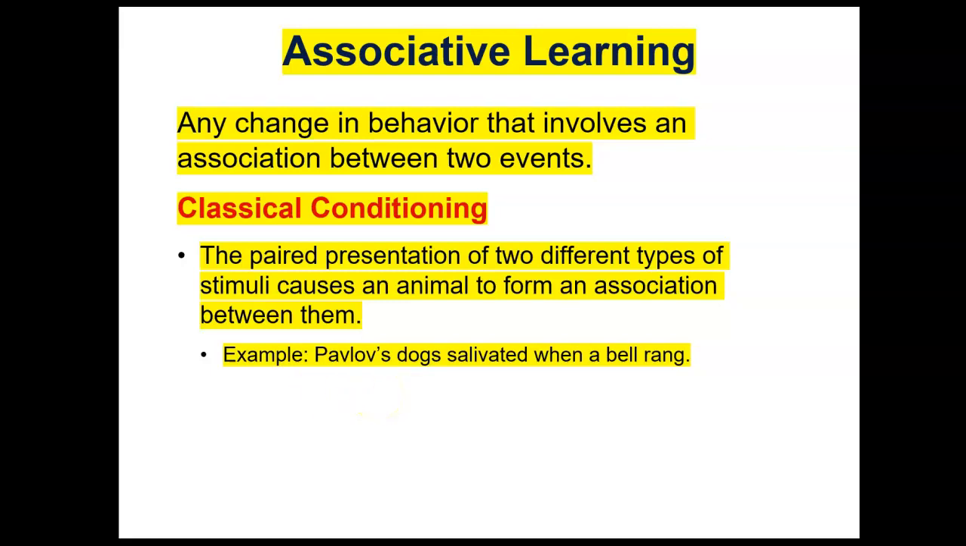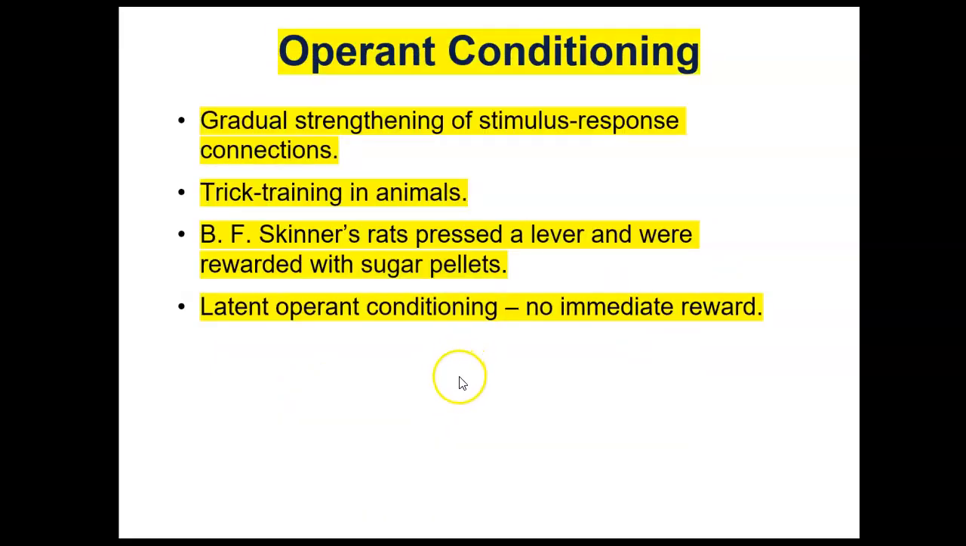All right, another type of learning. So imprinting is a type of learned behavior. Associative learning is a type of learned behavior. It's any change in behavior that involves an association between two events. So we're going to talk about classical conditioning and operant conditioning, and we'll do that on the next recording.